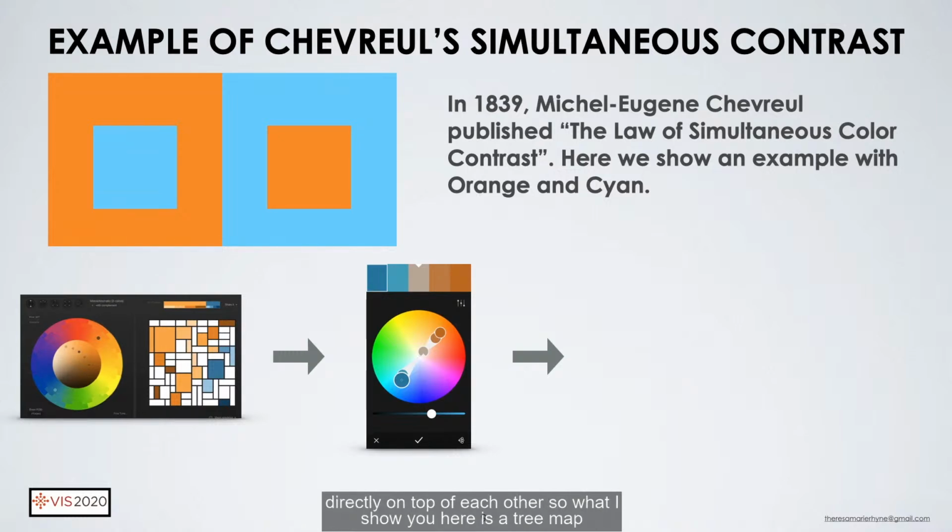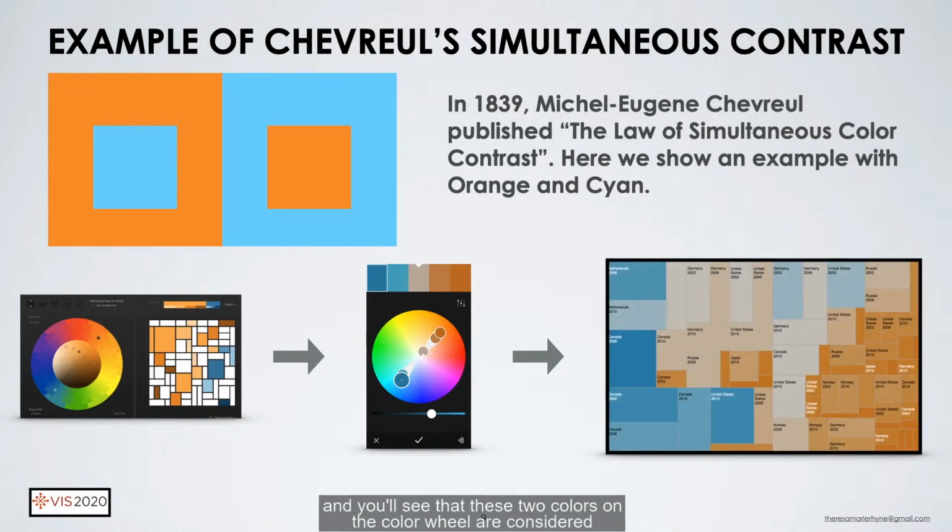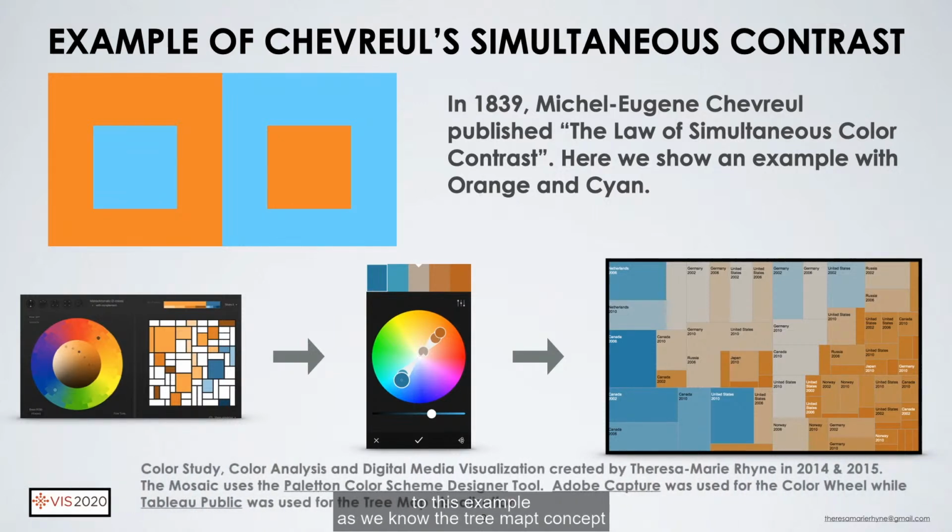top of each other. So what I show you here is a tree map, and you'll see that these two colors on the color wheel are considered complementary. And what we want to do is when we build a tree map, we want to keep them slightly apart from each other to display the information if we're going to use a complementary color scheme. So that's what I'm showing with regards to this example.